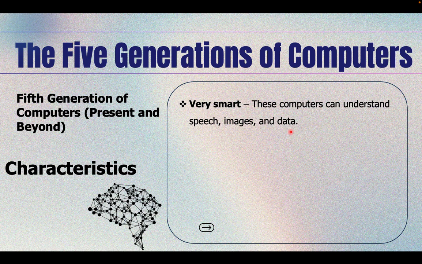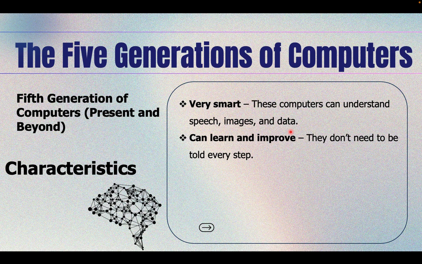So the fifth generation of computers actually are very smart. Computers can understand speech. Computers can interpret images. Computers can analyze data. That is the artificial intelligence, the present and beyond. Computers can now appreciate even normal speech. They can perceive their surroundings. They can analyze pictures, and they can interpret or analyze data for us and give us interpretation of those data.